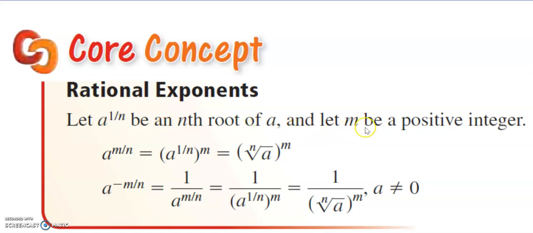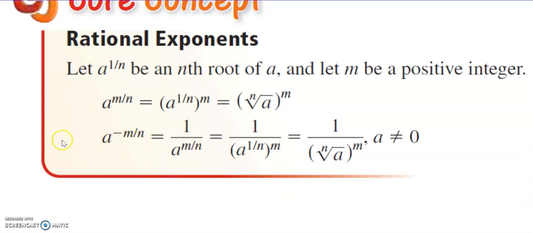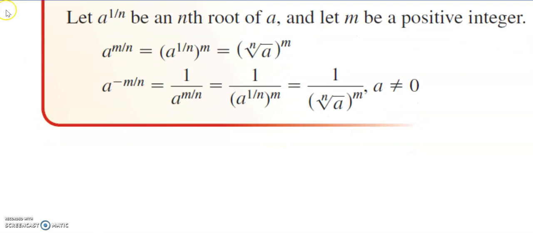and m is a positive integer, then a to the m over n is a to the 1 over n to the mth power, which is the nth root of a to the m. If we put a negative in front of that, it does the exact same thing. It just creates a fraction out of the whole thing. This is something we've seen before. So just to show you an example of both of these.